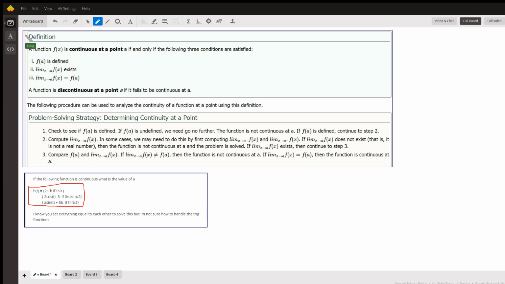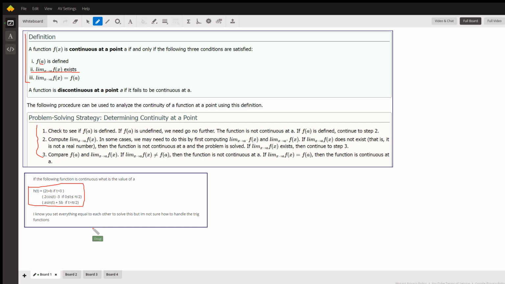Here's the definition of continuity. At a given point where x equals a or t equals a, the function has to exist at that value of t. The limit from the left and right has to be the same so that this limit exists, and that limit has to equal this function value. So I'll let you look this over.